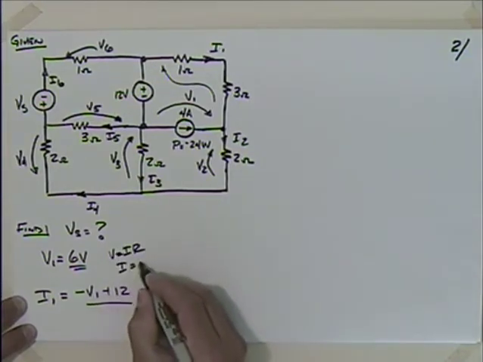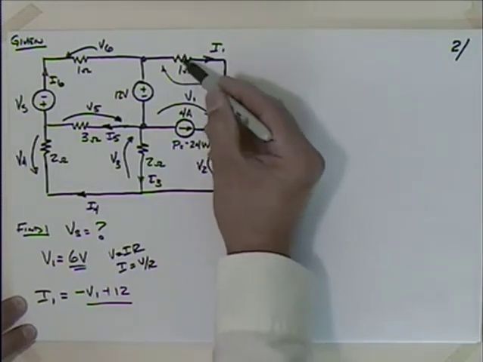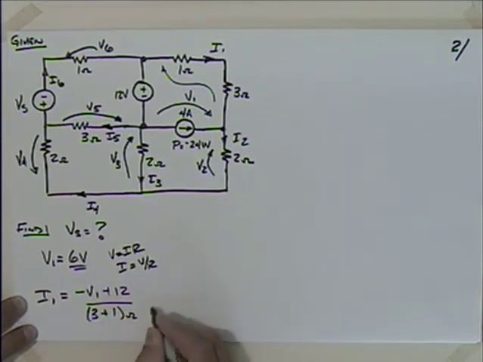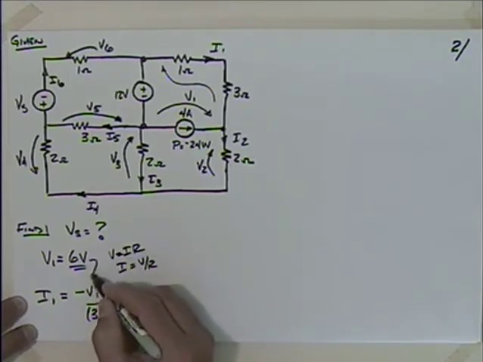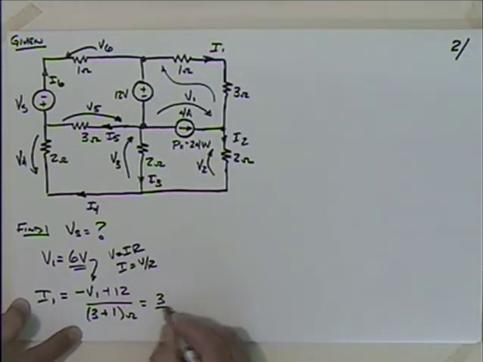So I is equal to V over R. So I better come up with the resistance. What resistance do I have across there? I have 1 and 3 in series. So 3 plus 1 ohms. Okay, and when you put the 6 in here, you end up with minus 6 and 12. That gives you 6 over 4, which is 3/2 of an amp.